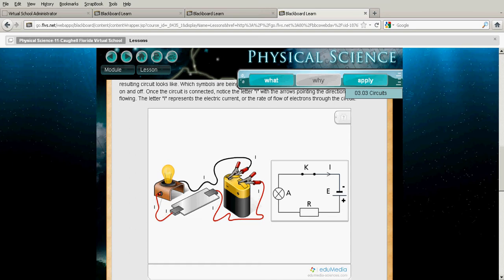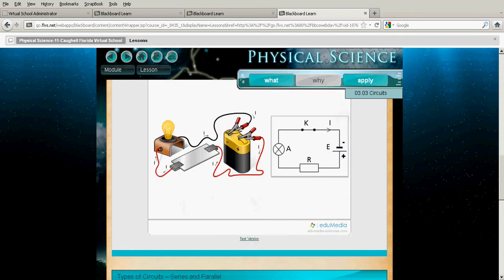So the R would be our resistor. It's slowing it down. The A is where we've got the work that's being done. K, that would be our path that we're following through. And then E is the electricity. We have our positive and negative here.